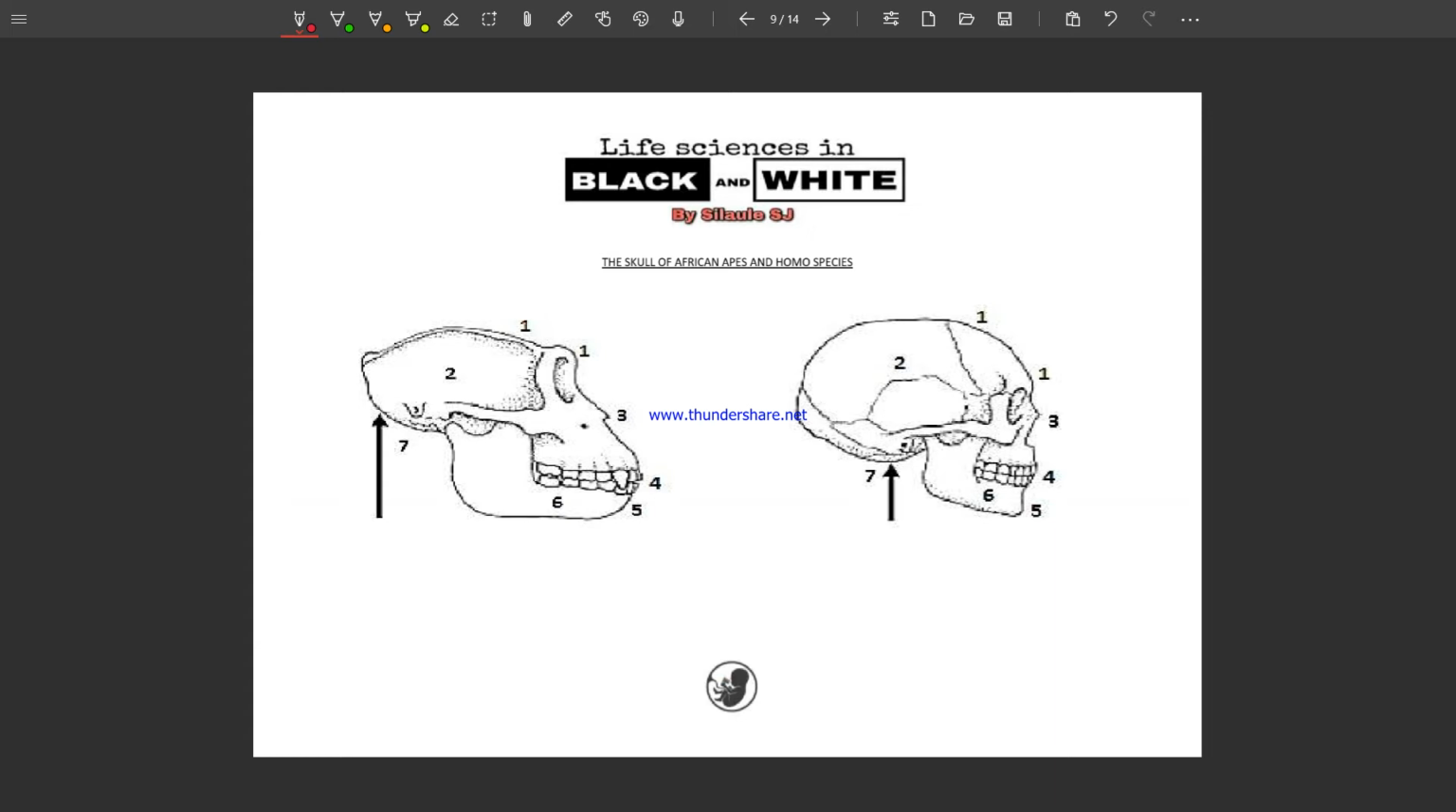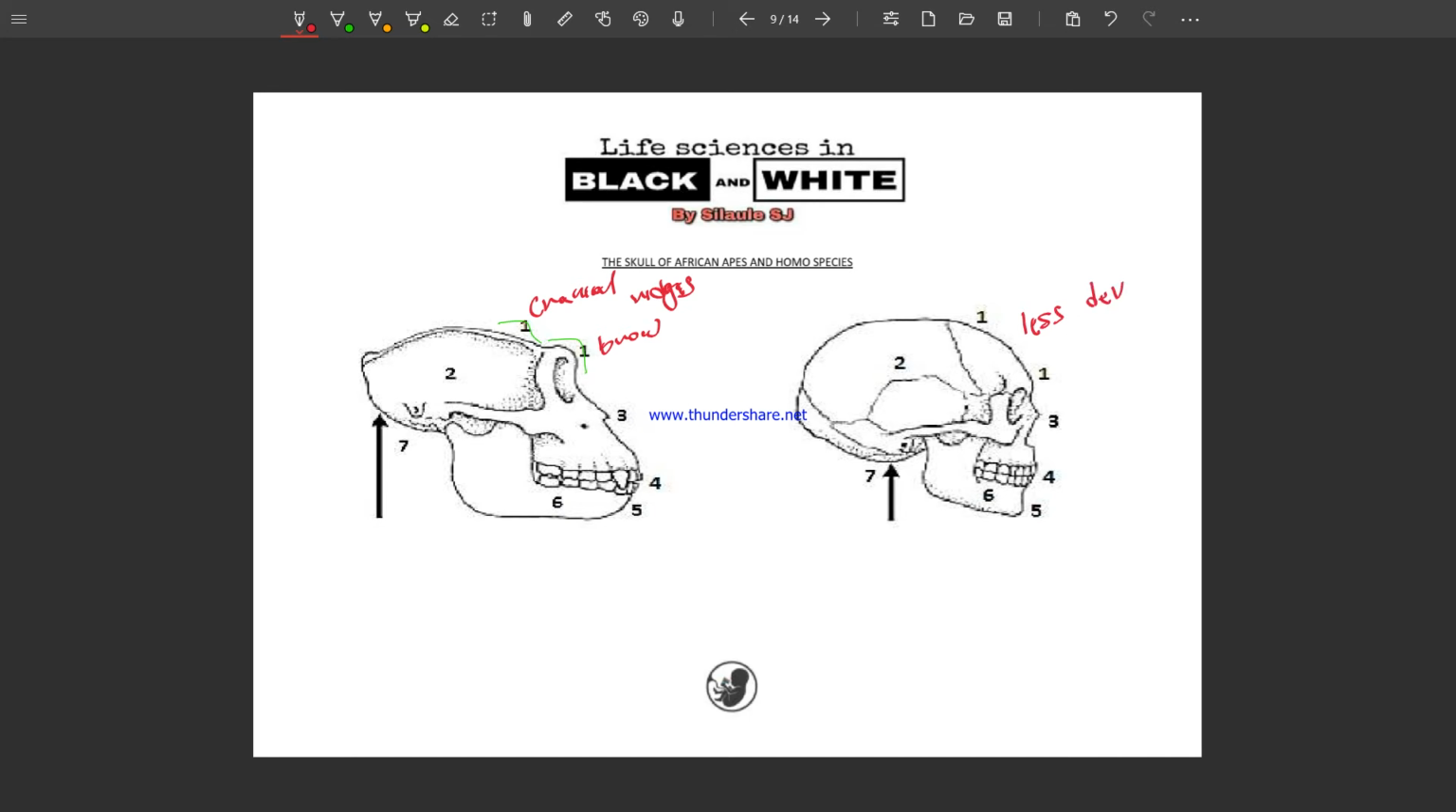Today we'll be looking at the transition from African apes to Homo species. So we'll be looking at the structural features in terms of the skull, how they transitioned from African ape to Homo species. So number one, there we'll be looking at the cranial ridges and then the brow ridges. And as you can see from the diagram, the cranial ridges and the brow ridges are more developed in an African ape. And then in a human, they are less developed.